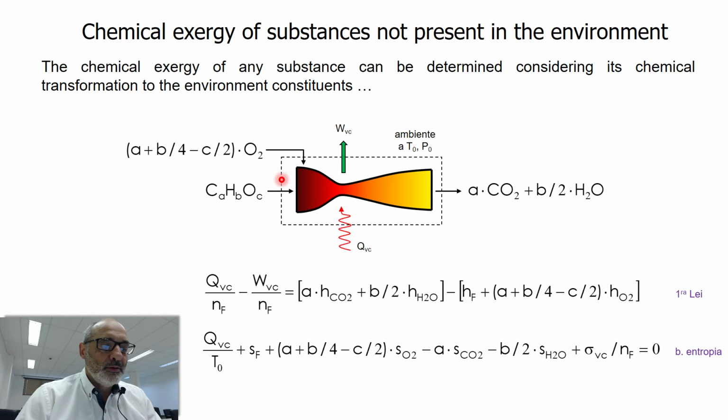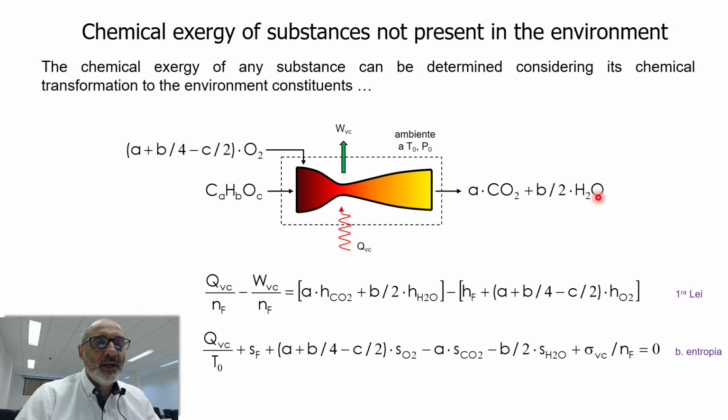That's what's going to happen. I'm going to get some amount of oxygen from the atmosphere, and by some I mean exactly this amount: a plus b divided by 4 minus c divided by 2. a, b, c are the number of atoms here, and this is done in order to balance the equation. So these are stoichiometric quantities. When I combine this amount of oxygen with 1 mole of this molecule, I have a moles of CO2 plus b divided by 2 moles of H2O.